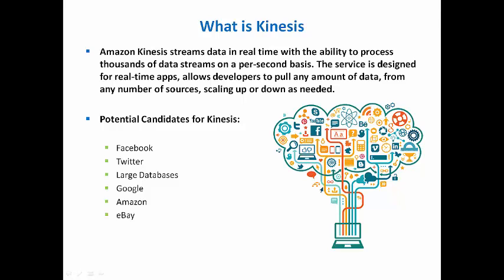Some of the potential candidates for Amazon Kinesis are Facebook, Twitter, large databases and big corporations, Google, Amazon, and eBay. Some of them already use some of the Amazon Kinesis products, but this is just to show you we're talking about large amount of data, enormous amount of records coming in per second, per minute, by the hour.